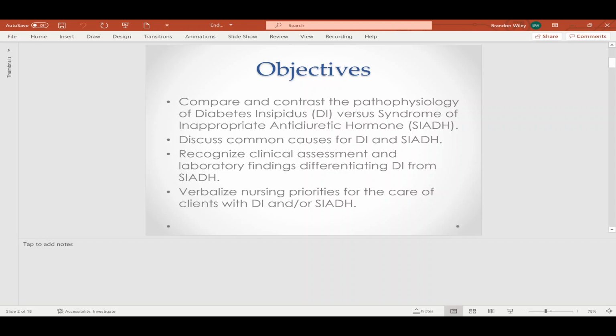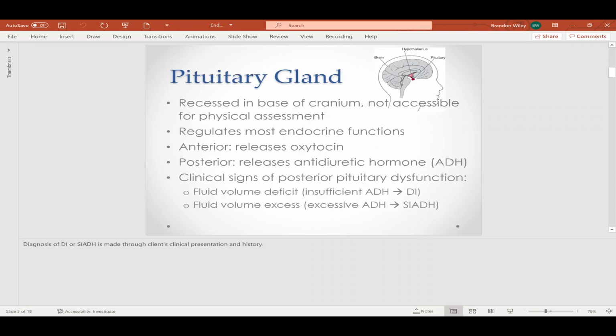We're going to start with the pituitary gland, which is located right here. This is your hypothalamus, located right underneath. This is your cerebrum, so your brainstem, and then the brain. It's recessed in the base of the cranium, not accessible for physical assessment, so you can't assess your pituitary gland if you wanted to.